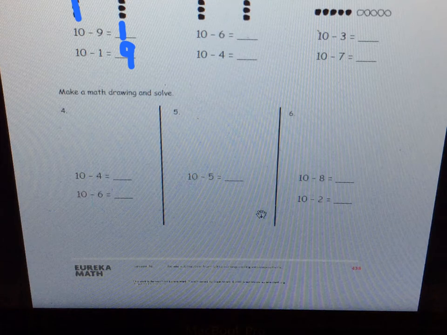For numbers 4, 5, and 6, the directions say make a math drawing and solve. So they're asking us to use the 5 group cards to make a drawing.